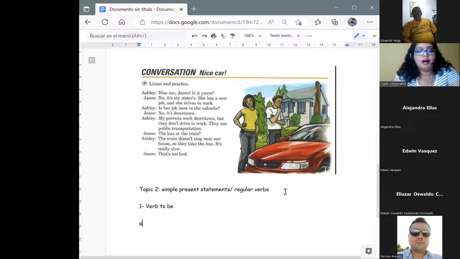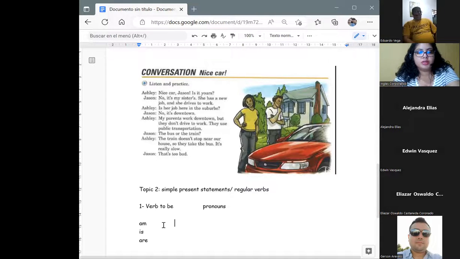Number one, am, is the second one, are. Tenemos el am, el is y el are, que son parte del verbo to be. ¿Por qué utilizamos el verbo to be? Porque estamos hablando de presente simple. Y sí, lo vamos a utilizar con esta estructura. Then, we have another thing that is very basic, that are the pronouns. Tenemos los pronombres.